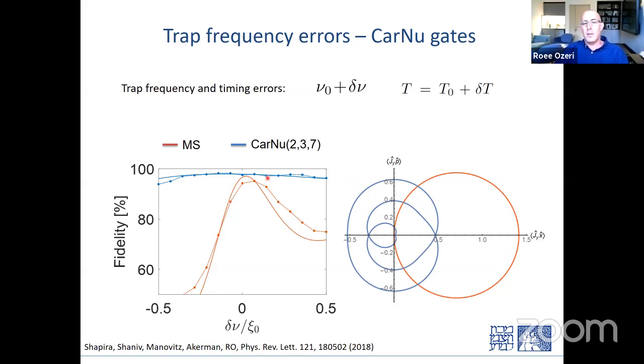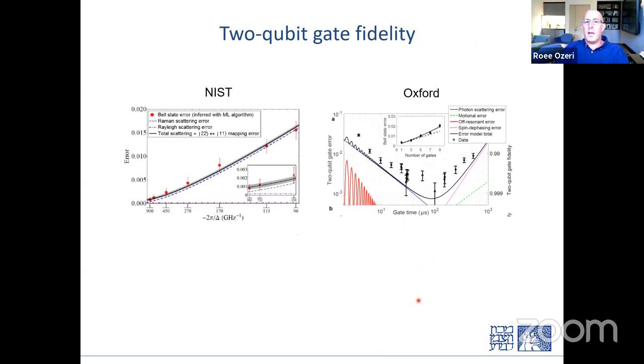The shape that we draw in phase space is now this funky curled shape. The area that we encircled is still, of course, pi over two, and at the end of the gate, motion is disentangled from spin. So that was a quick example of how we can use coherent control methods, how we can use quantum engineering in order to improve on the performance of our two-qubit gate fidelities.